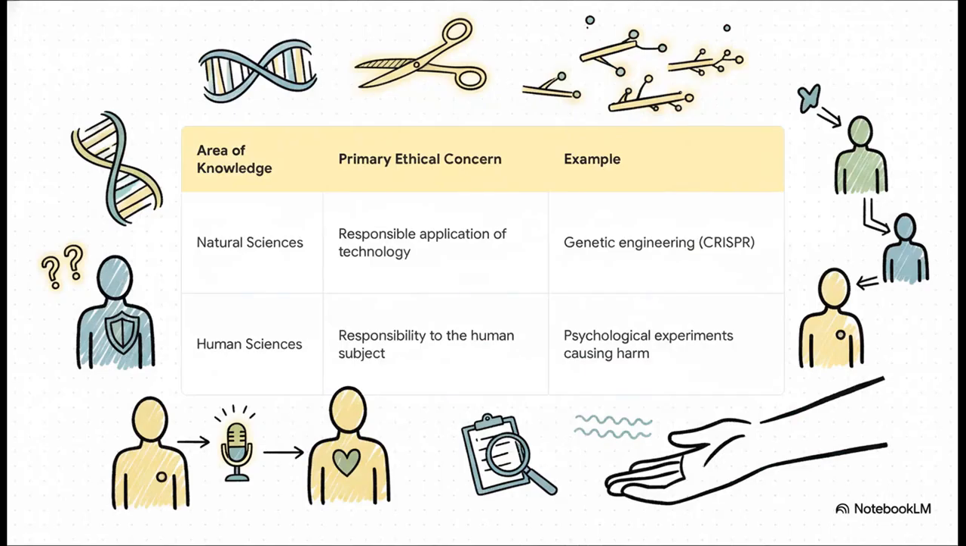Think about it this way. In the natural sciences, a lot of the ethical debate is about how we apply the knowledge later on. What are the rules for using something like CRISPR gene editing? It's about what we might do in the future. But in the human sciences, the ethical problem is right there, right now. It's about making sure you don't harm the actual person you are studying in the moment.